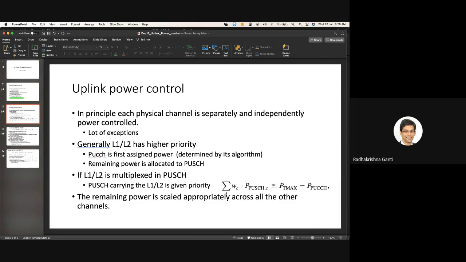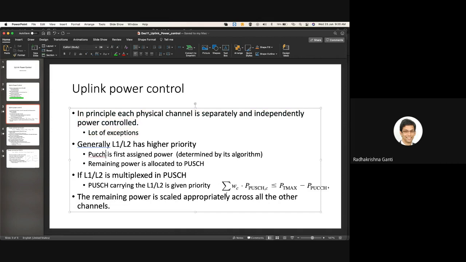So this is a general guiding principle. But of course, there are lots of exceptions to all those things. We don't have to go into all those things at this moment. So, in principle, all the physical channels are separately and independently power controlled. Of course, there are a lot of exceptions to this. Let's not worry about them.